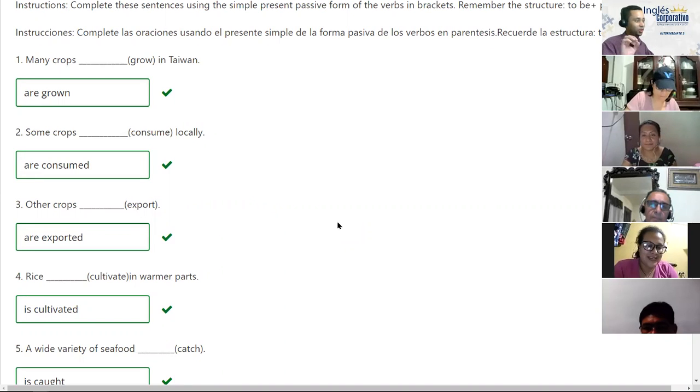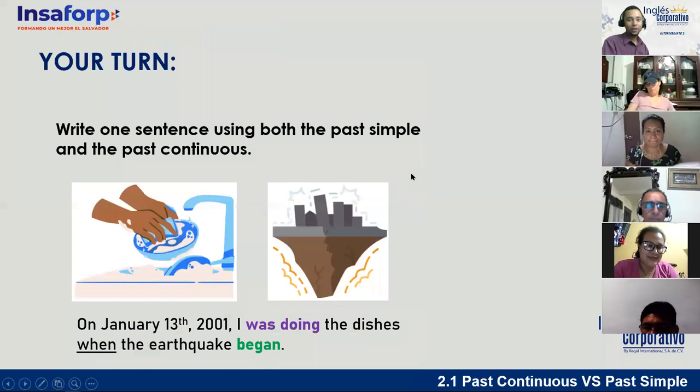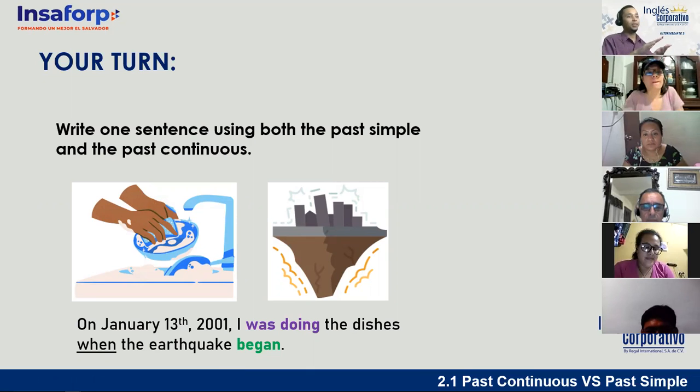All right, les voy a dejar una tareita pequeñita. Solo van a tener que escribir una oración. Your turn, write one sentence using both the past simple and the past continuous. Lo que usted quiera, pero que sea lógico. Aquí tengo un ejemplo. On January the 13th, 2001, ¿se acuerdan qué pasó ese día? I was doing the dishes when the earthquake began. Ese día hubo un terremoto en El Salvador. Yo literalmente eso estaba haciendo. Tenía como 15 años.